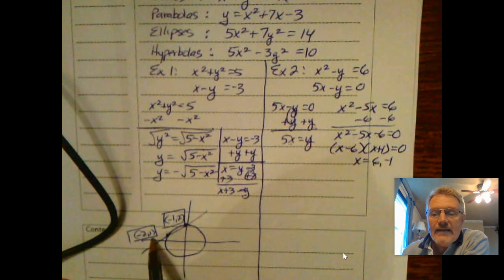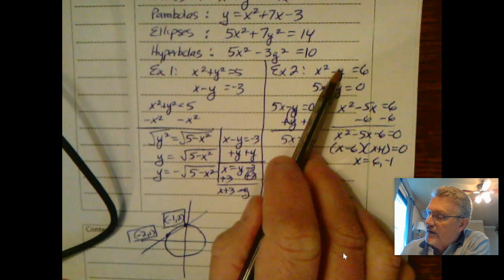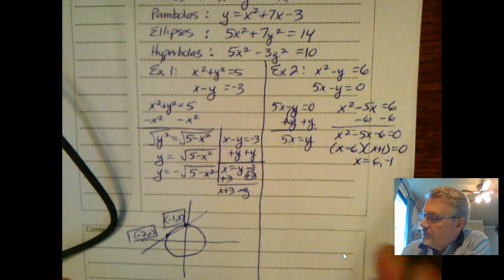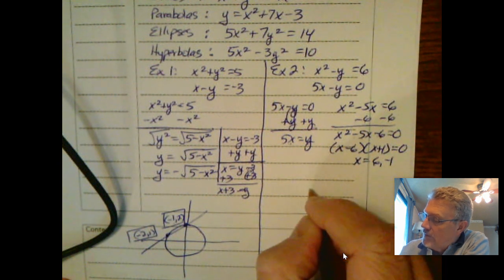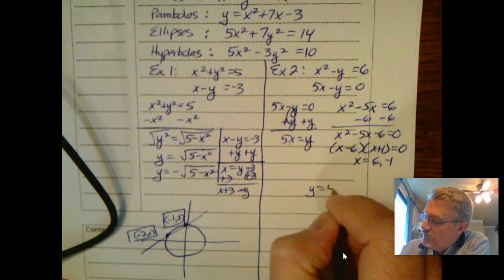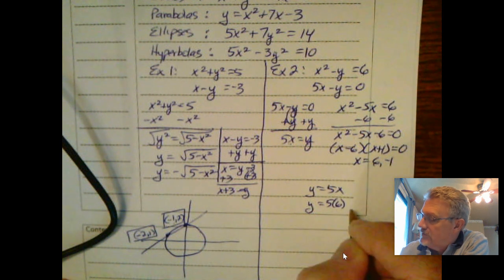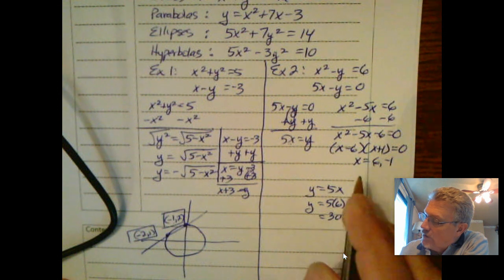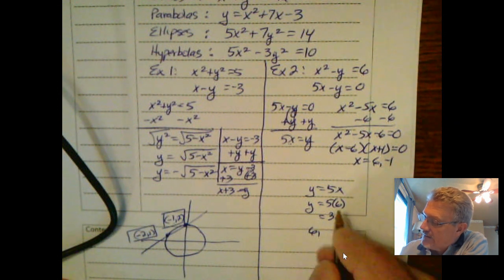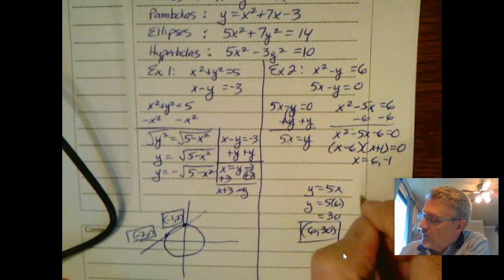Remember, I need the x and the y for the 2 points. This parabola and this line intersect in 2 places. So I've got to take these x's and plug them back in. I'm going to use y equals 5x. So y equals 5 times 6 is 30. So I put 6 in. 6 was my x. I got 30 out. That was my y.